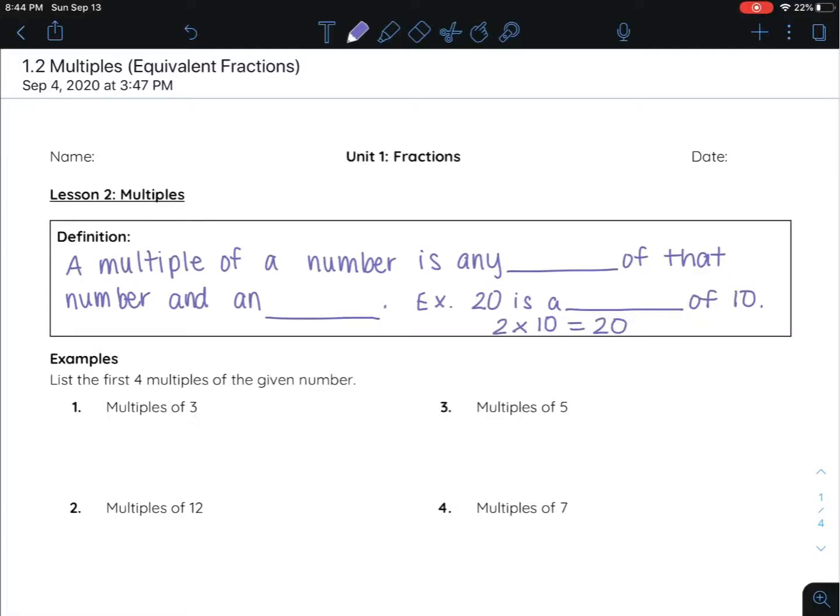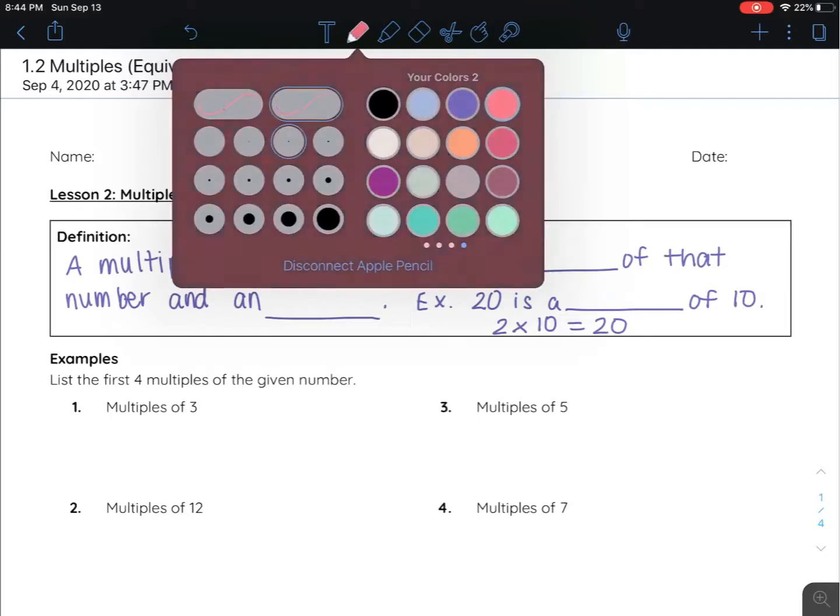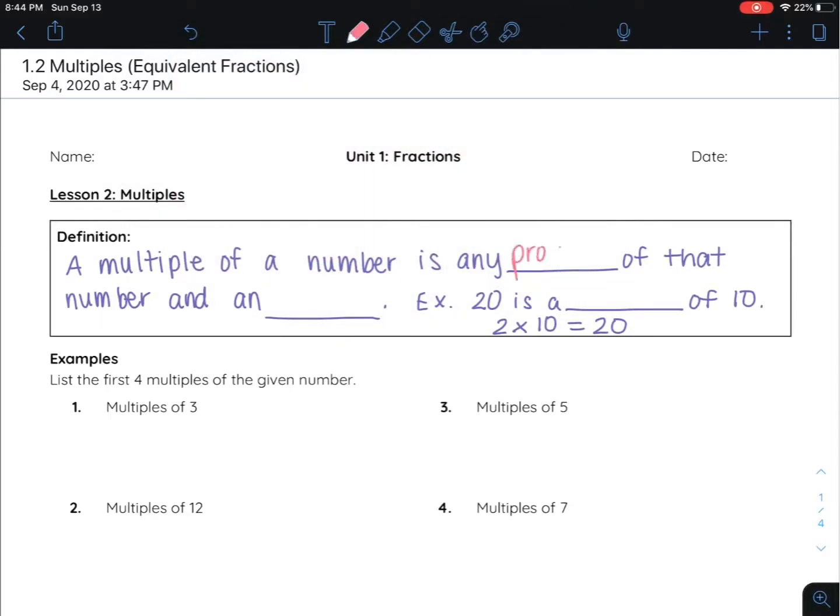Lesson 2 of our fractions unit is about multiples. And we'll start with a definition. A multiple of a number is any product of that number and an integer.